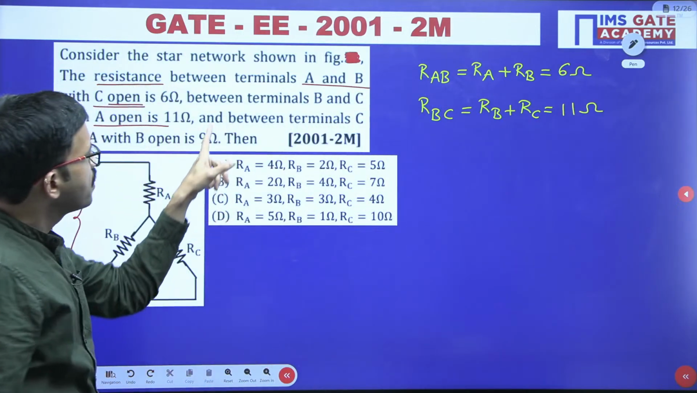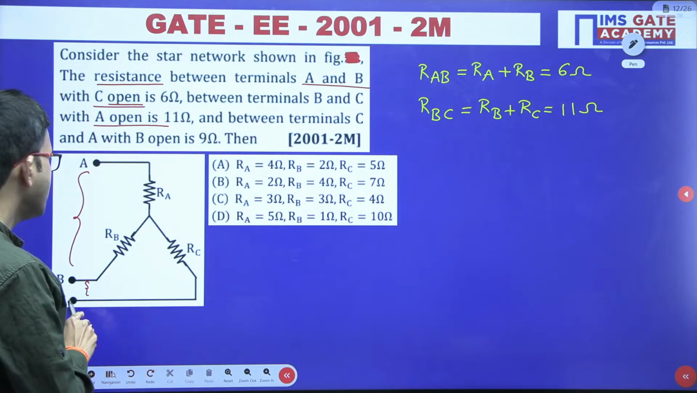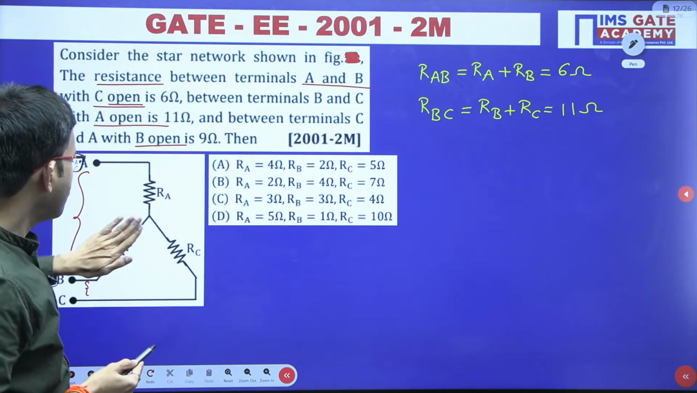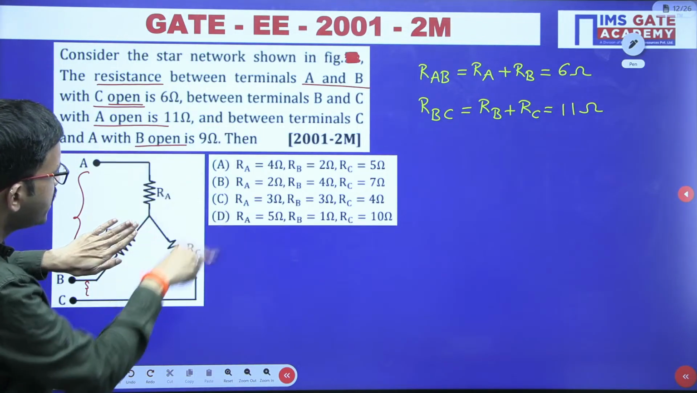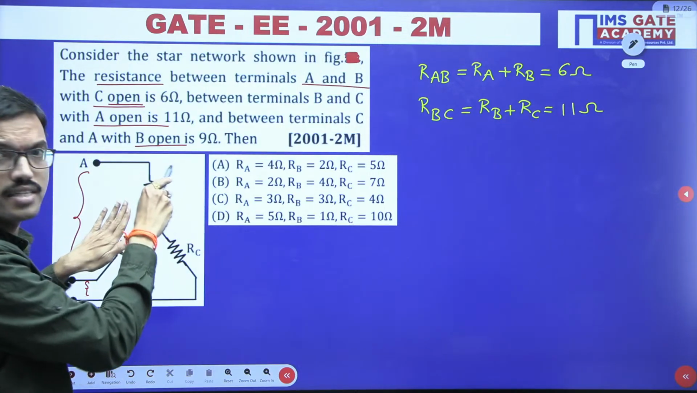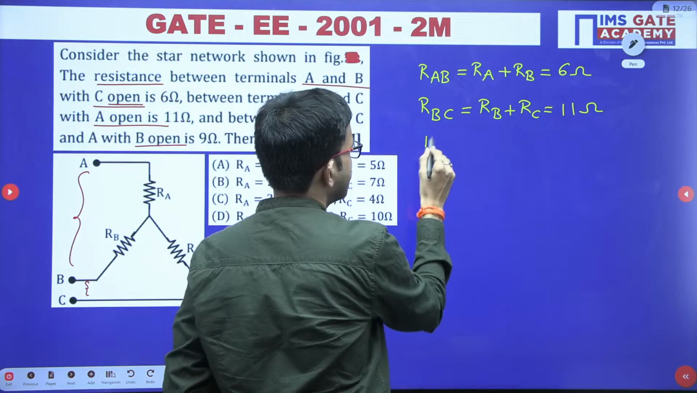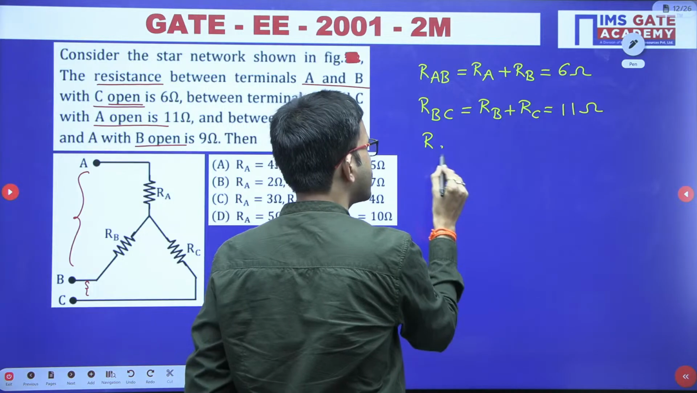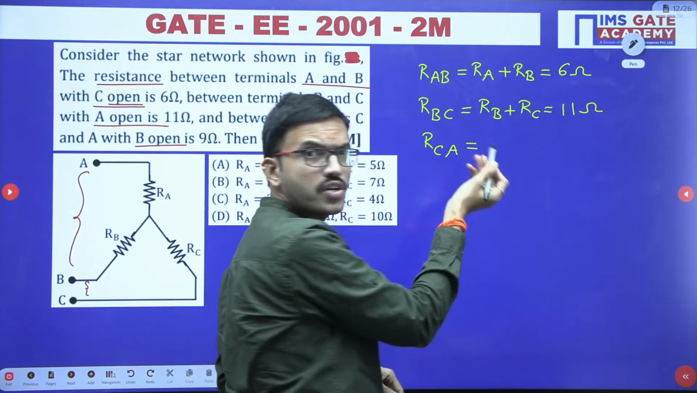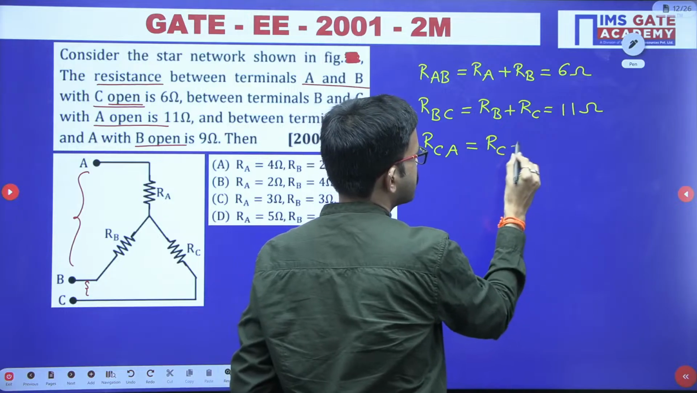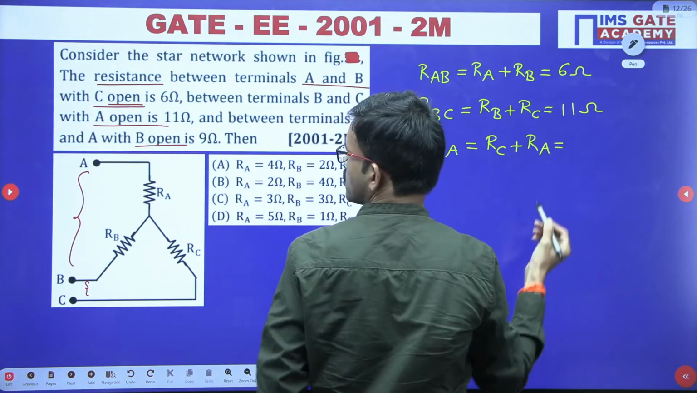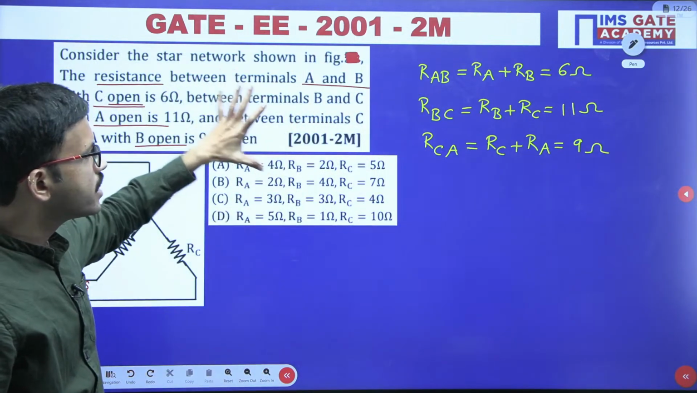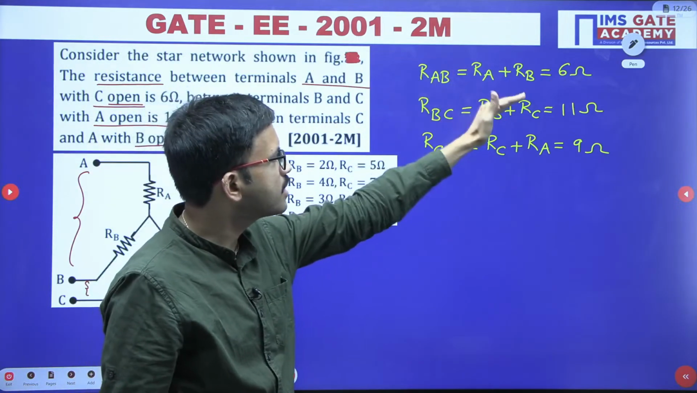Similarly, you can continue, and between the terminals C and A, with B terminal open, so that means the B resistor you can remove. Then between C and A, RA, RC are connected in series. So between terminals C and A or A and C, any fashion you can write. RCA you can write, or RAC you can write, no problem. RC plus RA is equal to 9 ohm.